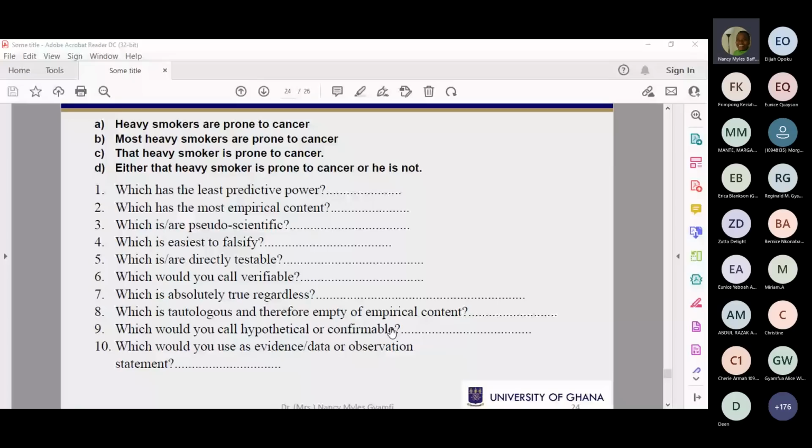I wanted to ask, if you have a statement such as the woman is pregnant and she's not pregnant, it's always false. So will you say it's pseudo-scientific? If you say a woman is pregnant and she's not pregnant, that's always false. Yes, it's a contradiction.